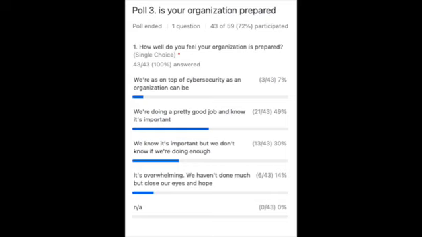Yeah, so it looks like we have a little bit of a bell curve here. Most folks, almost 50%, feel like they're doing a good job and feel it's important, followed by 30% who say, we know it's important, but we don't know if we're doing enough. And then on the ends, we've got 14% of folks saying it's overwhelming and we haven't done much but close our eyes and hope, followed by 7% of folks saying, hey, we're doing all that we can, and we feel pretty confident in our abilities.